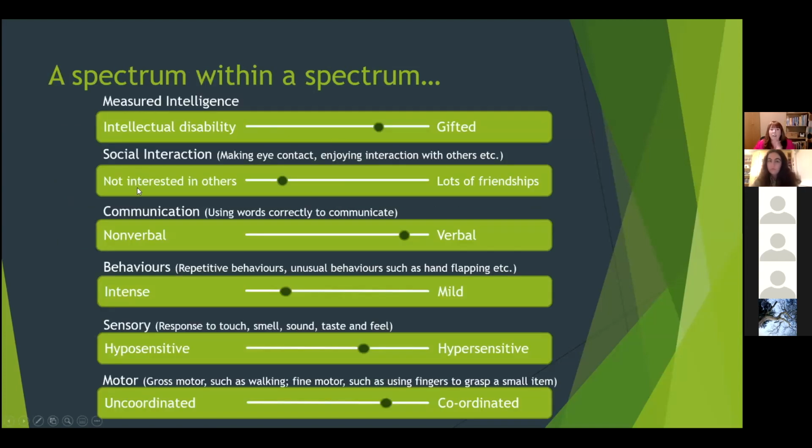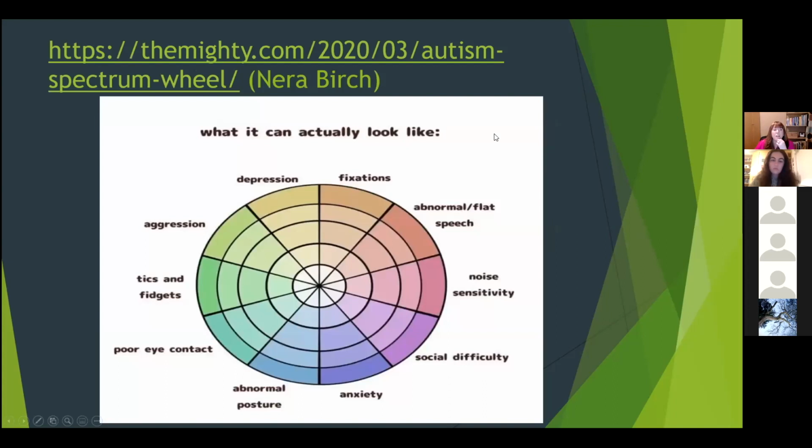Just want to quickly have a look at the spectrum within the spectrum, and just remind people that it's not a linear process. It's not about where somebody is on the spectrum. Have a look at the Mighty Wheel article by Nira Birch. If anybody wants to have a look at that, it's a really lovely article that looks at the individual wheel of presentation for each individual person.